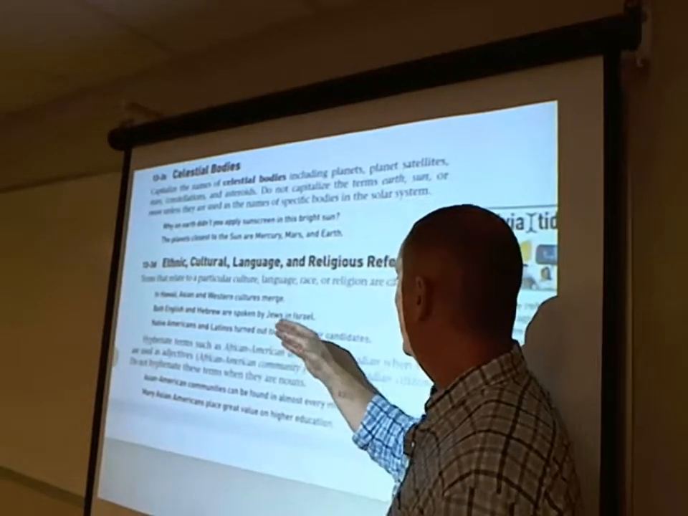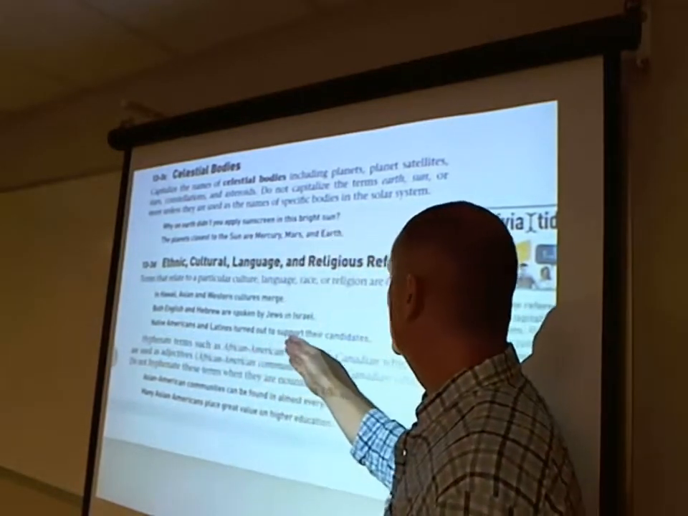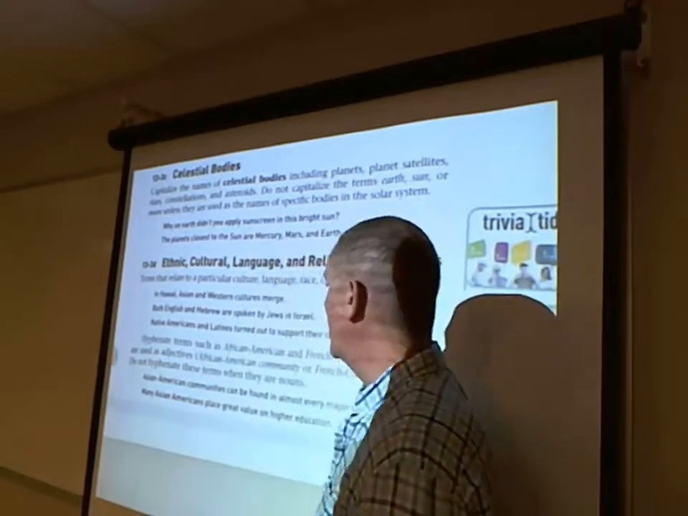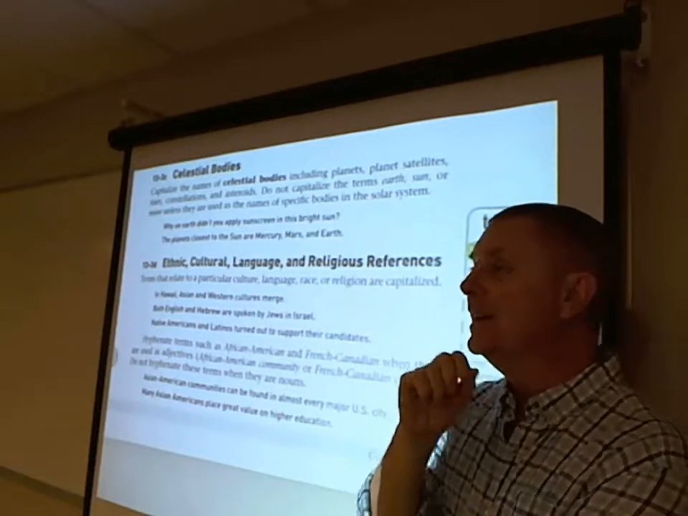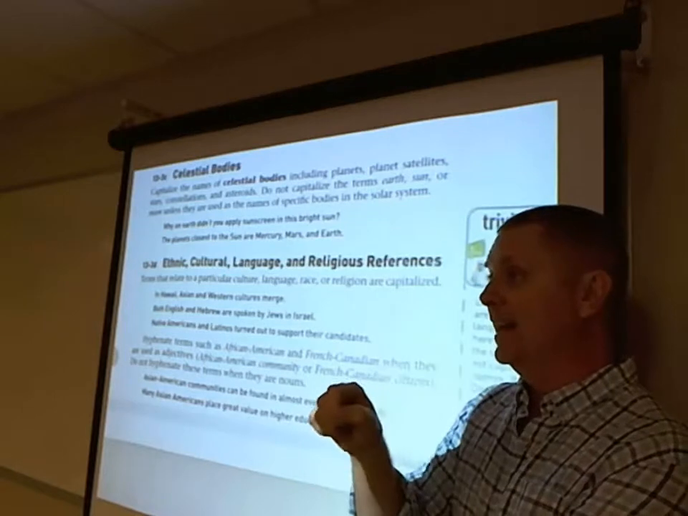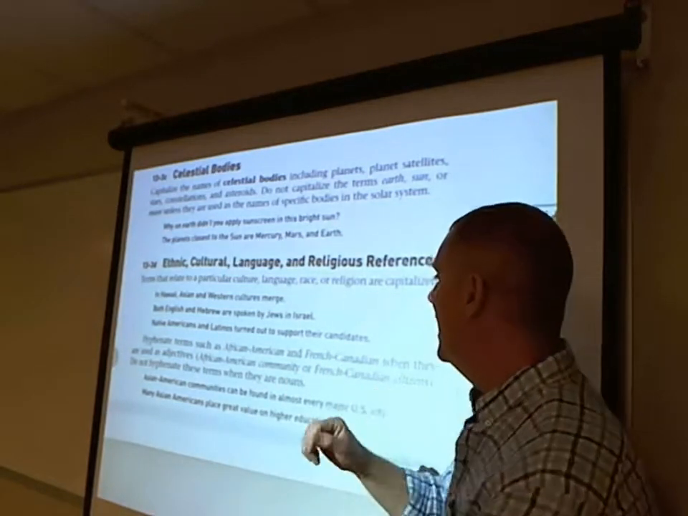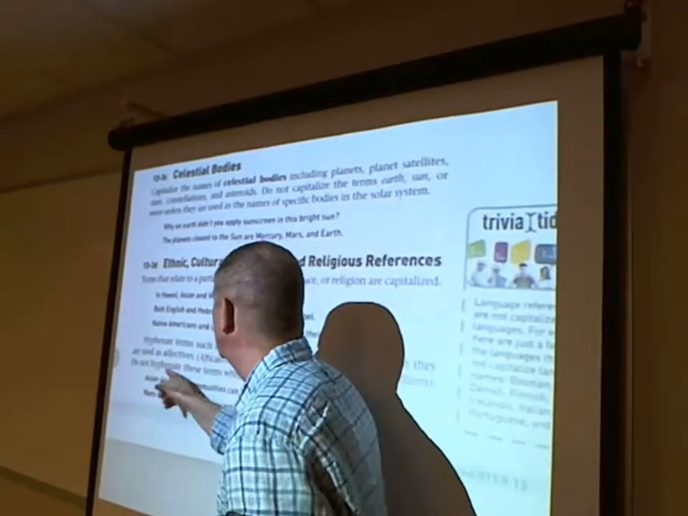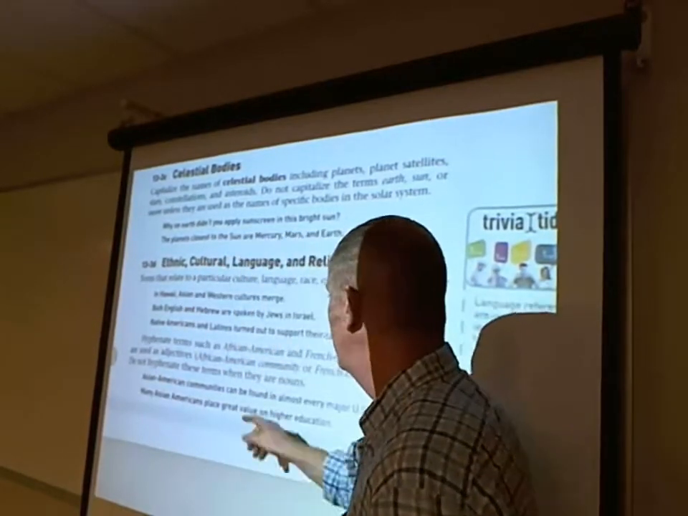Then we hyphenate ethnic terms when they're used as adjectives, but we don't hyphenate them when they're not used as adjectives, for example, used as nouns. Examples of this: Asian-American communities. What kind of communities? Asian-American ones. We capitalize both sides of the hyphen. But if we turn it around and say many Asian Americans place great value on higher education, since it's not being used as an adjective but as a noun, then it's not hyphenated.